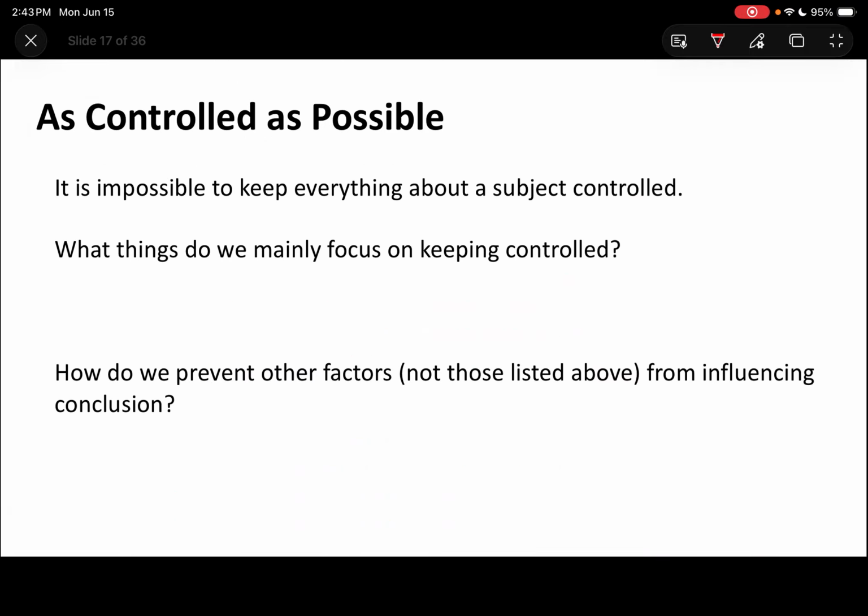Now, one thing to think about is, we can't control everything, right? Subjects, especially living organisms, are really dynamic, and so it's impossible to keep every single minute thing exactly the same. So what do you do? What do you put your energy towards trying to keep constant? The things that we really want to mainly focus on keeping constant are factors known to influence the dependent variable.